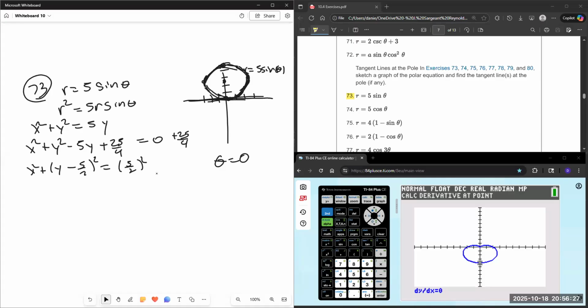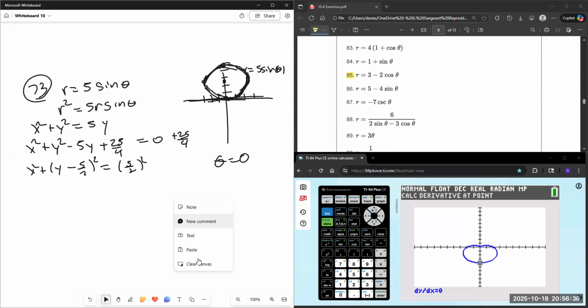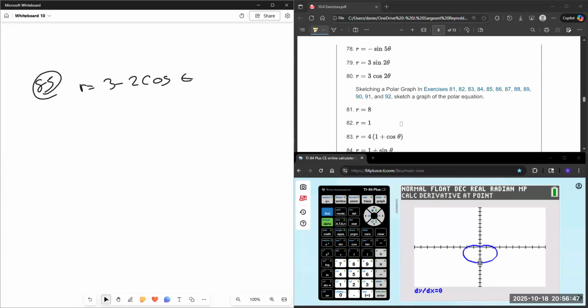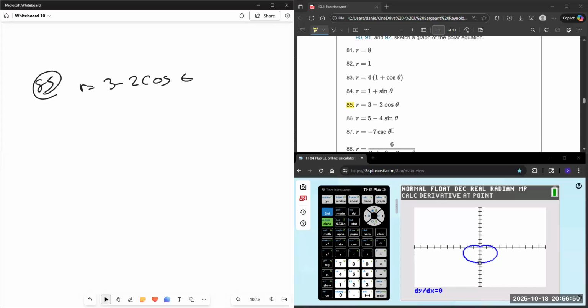Let's go ahead and look at number, is that 85? r equals 3 minus 2 cosine of theta, and we want to sketch a graph of this. Again, I'm not the best at drawing these, but I'll try. So using some values that I know will work nicely here.